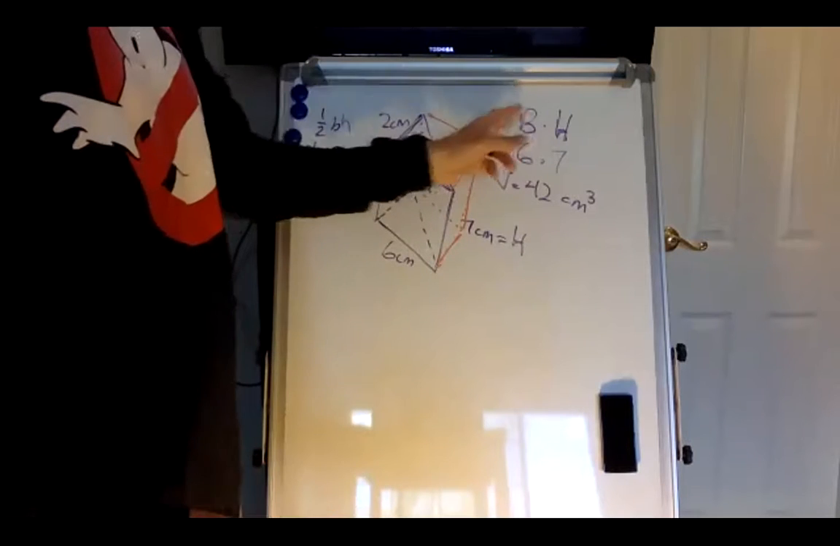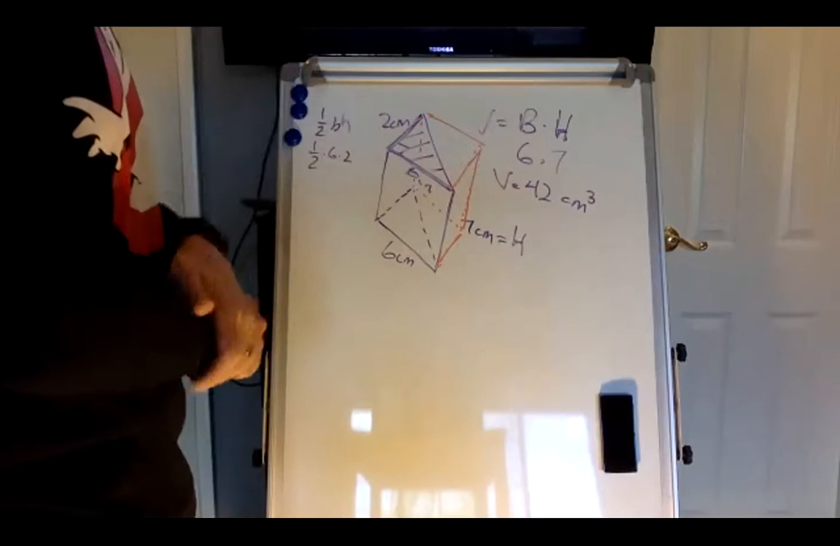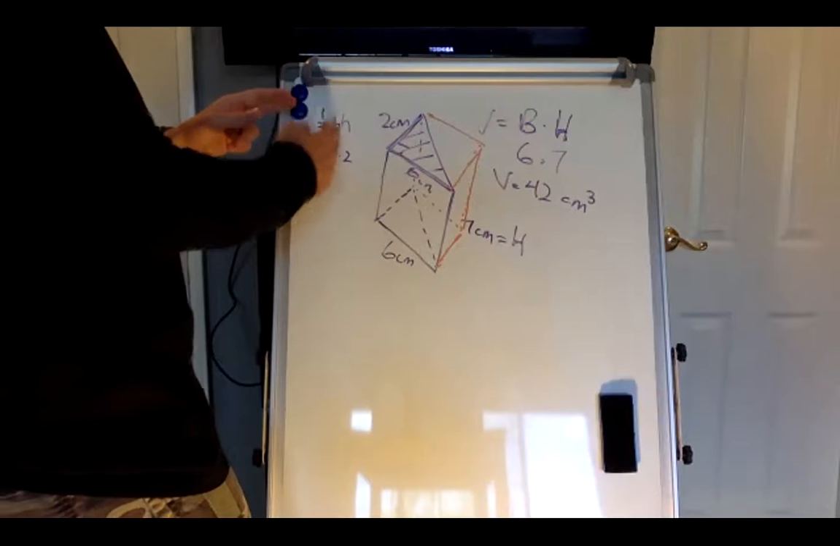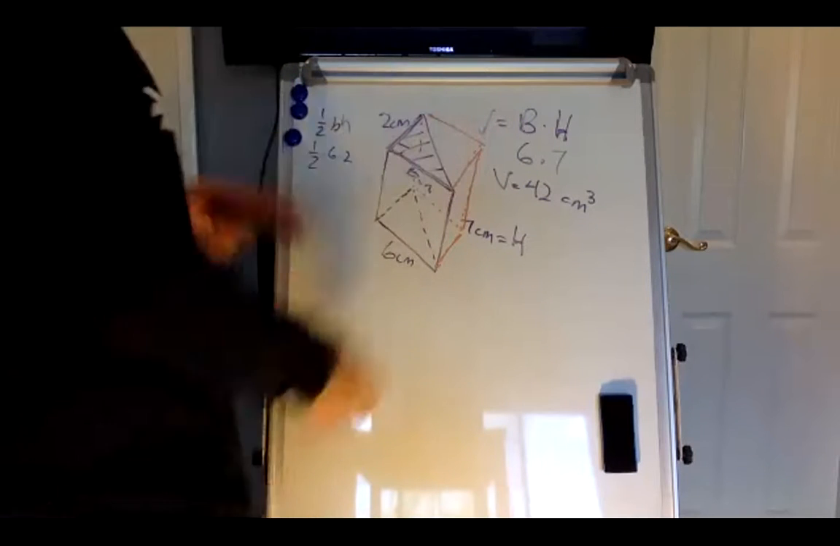So I want the base area. It just so happens that it's a triangle. So that tells me I need to use this to find the area of it, times the height, which is 7.